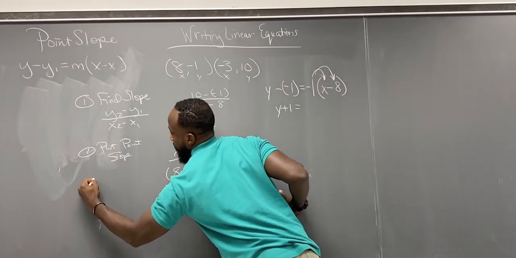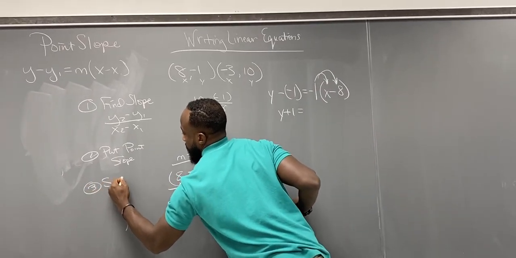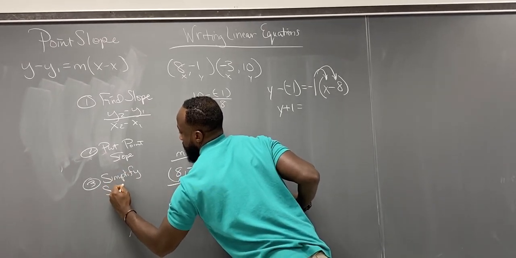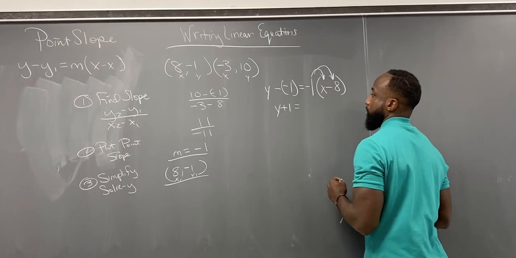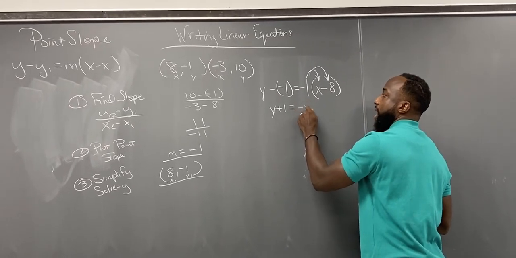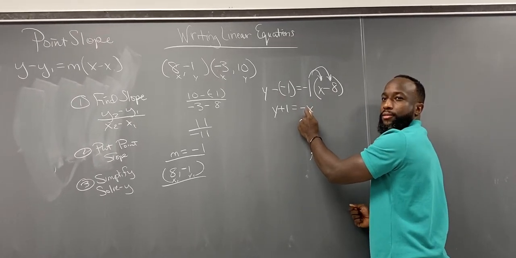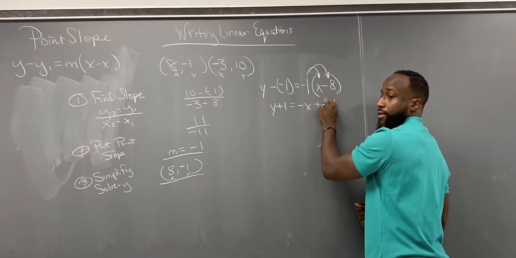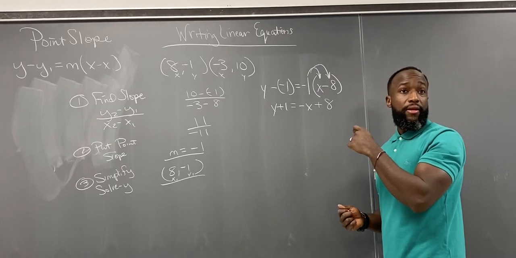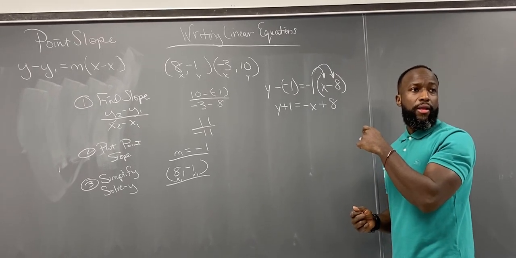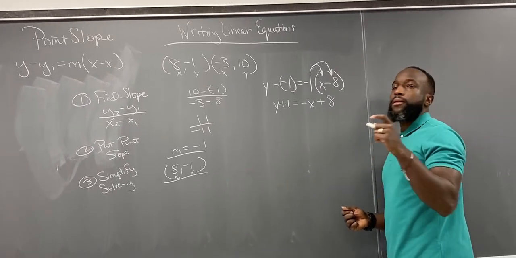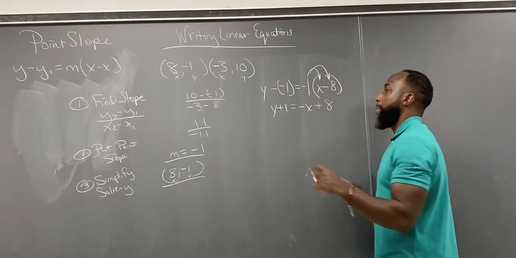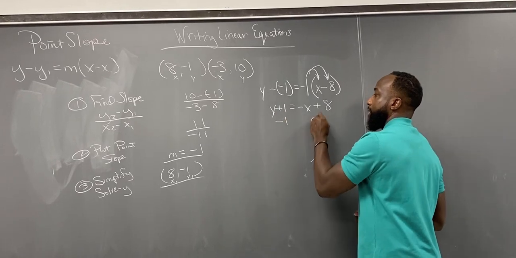From here, you're going to simplify, or just solve for y. So we get negative x. -1 times -8 is what? It's positive 8, because it's a negative times a negative. It's positive.